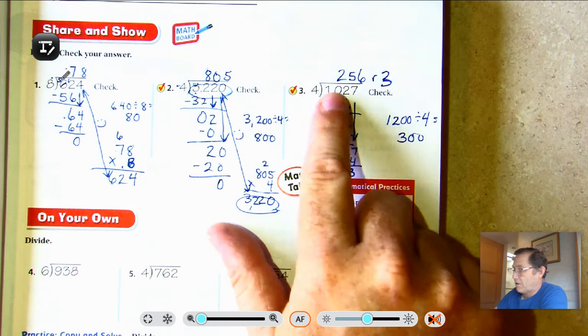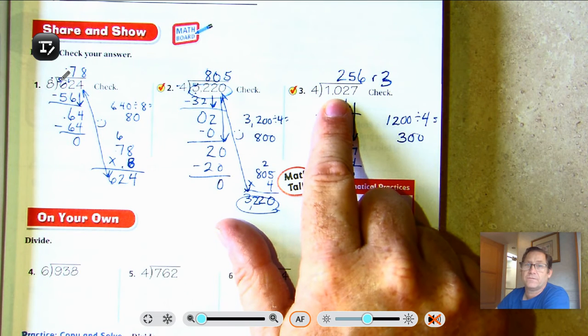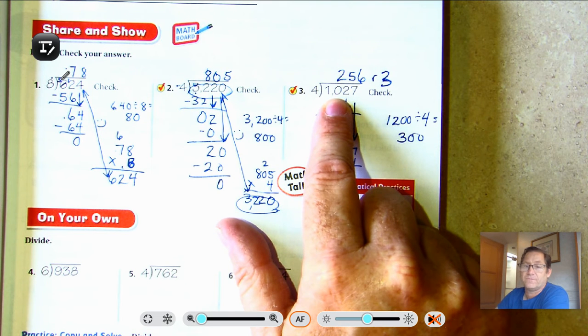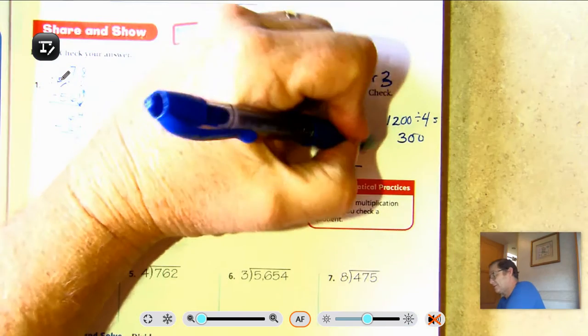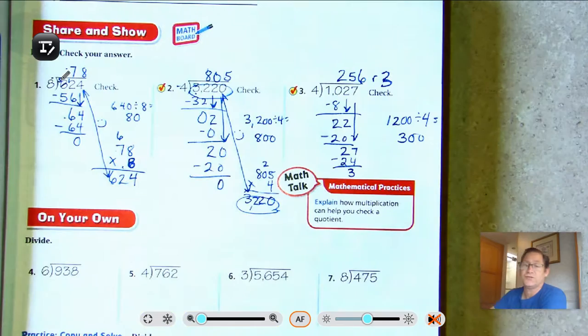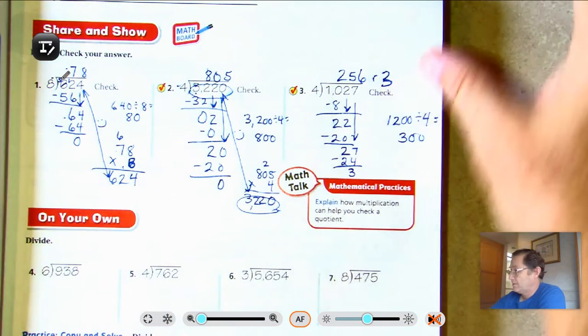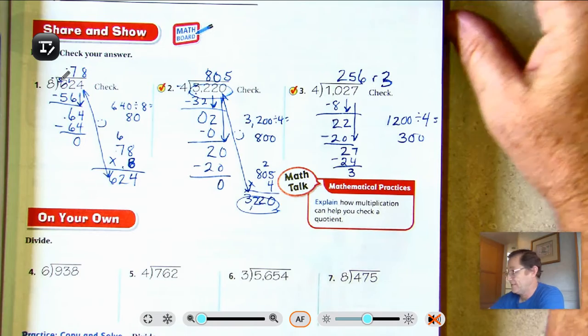If we had changed our estimate to, again, another multiple of 4, which would be 800, we would get an answer of 200. So we know our answer has to be between 200 and 300. So that is reasonable for an estimate.